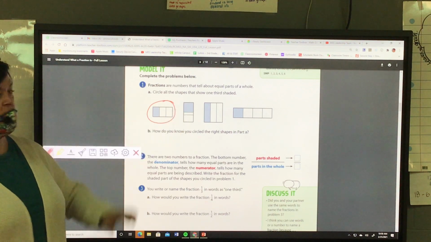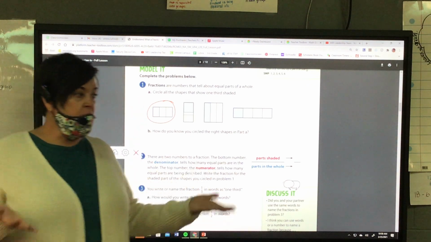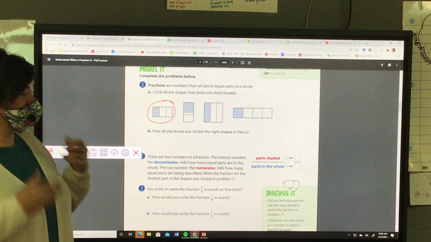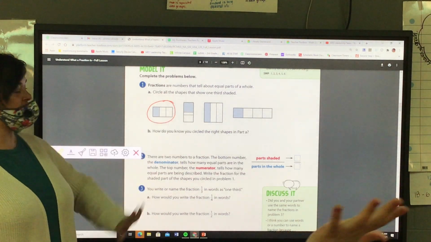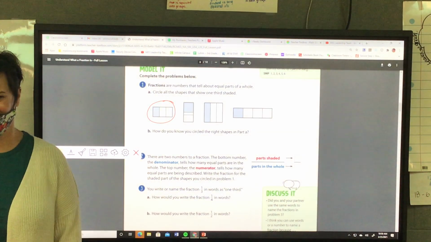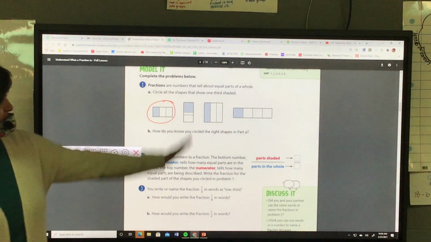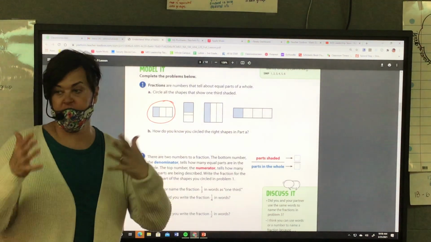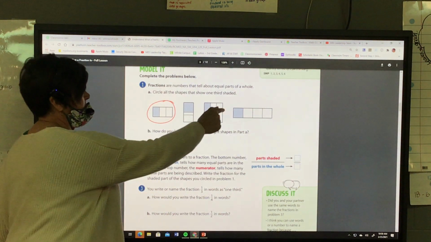Does it show 1/3 shaded? No. Well, it does, but what's wrong with it? Jenny? It's not split into groups equally. Right. The parts are not equal, are they? So can we circle that one? No. What about this third one here? Yes. How many equal parts are in the whole thing? 3. How many of them are shaded or colored in? 1. Is that 1/3? Yep. So should we circle it? Yes.